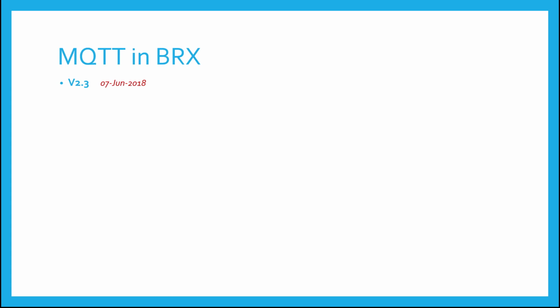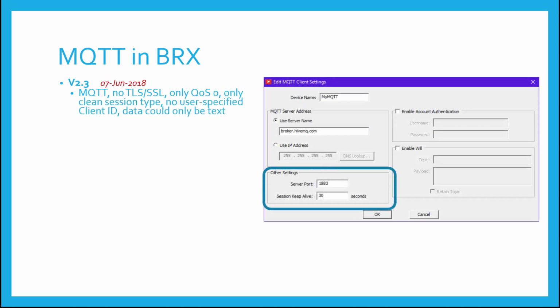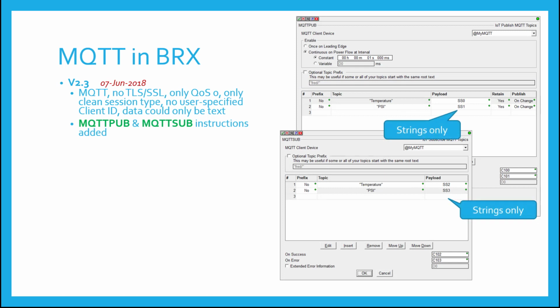MQTT was introduced in Do More Technology version 2.3 in June of 2018. It had no TLS or SSL encryption support, only supported a QoS of 0, only a clean session type was allowed, and there was no user-specified client ID allowed, and the only data that you could publish was text. Also, whatever was subscribed to was stored in text in the bricks. This means if the data you needed was a numeric, you had to use other Do More instructions to convert it from a string to a numeric. Also, of course, the MQTT pub and MQTT sub instructions were added to facilitate using MQTT in a BRX PLC.